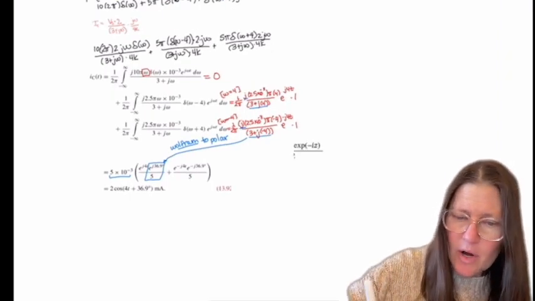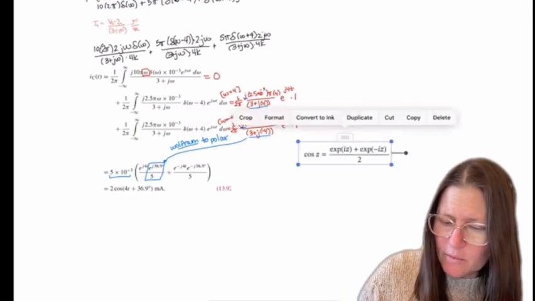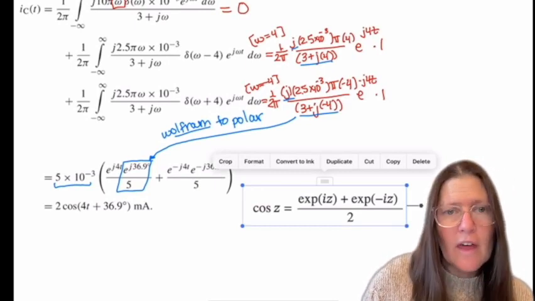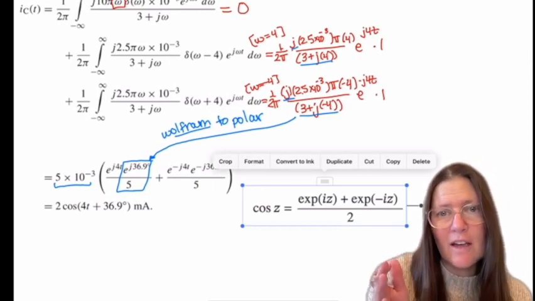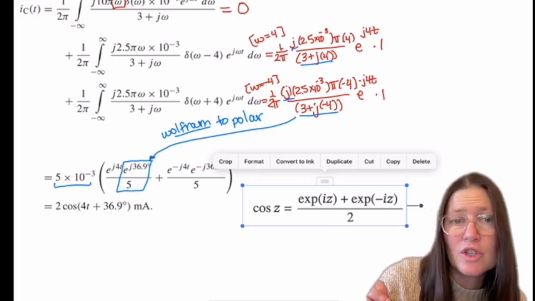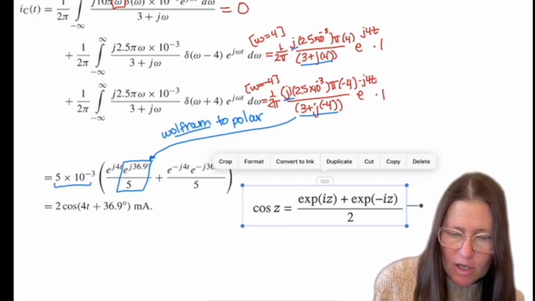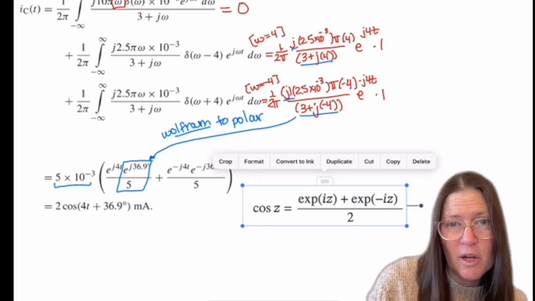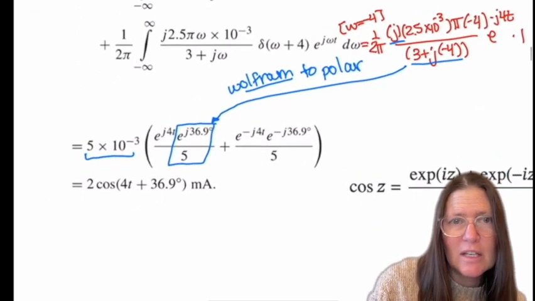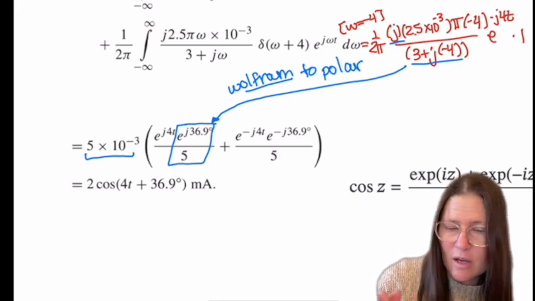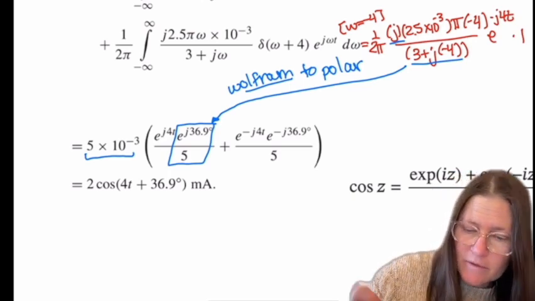And so there is a property of cosines that can be written in terms of exponentials. When you have e to the j something plus e to the minus j something, over 2, that is equal to a cosine. So we can change this over to give us a cosine form of this, and that ends up being 2 cosine 4t plus 36.9 degrees in milliamps. So this would be then our final answer.